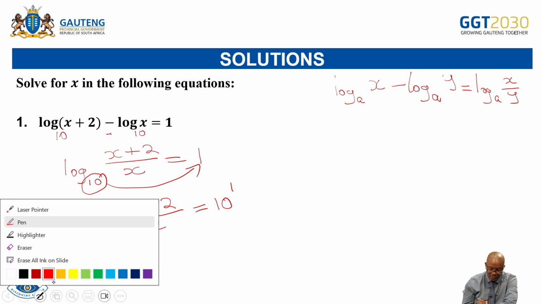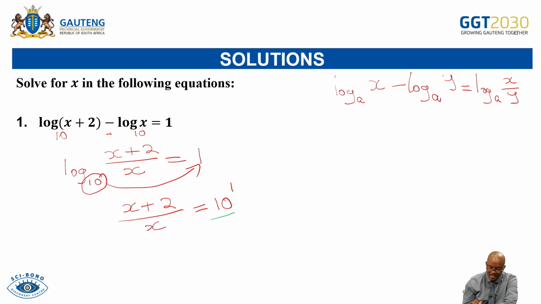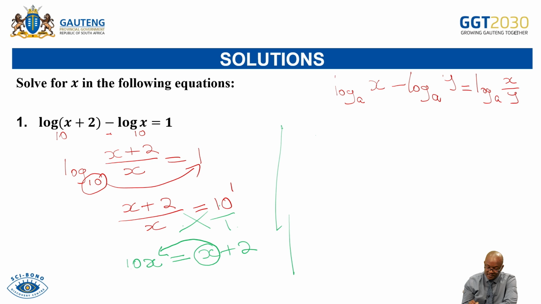But then what do we do here? We can simply divide here by 1 and cross multiply. We are going to have 10x is equal to x plus 2. Remember, 10 multiplied by x is 10x. x plus 2 multiplied by 1 is x plus 2. Then we can transpose that one to the left-hand side. Then we're going to have 10x minus x is equal to 2. Then we're going to have 9x is equal to 2.